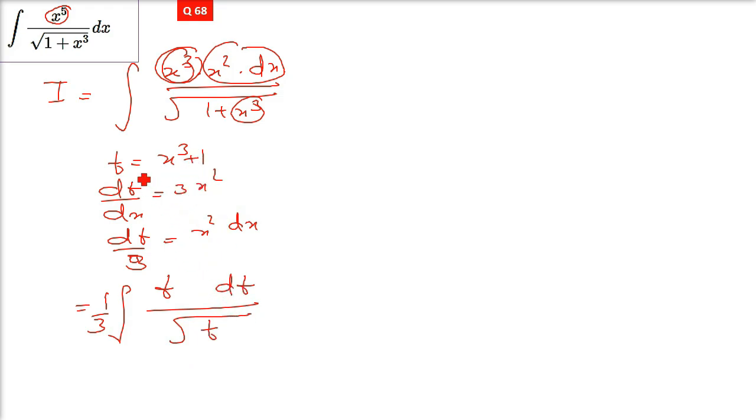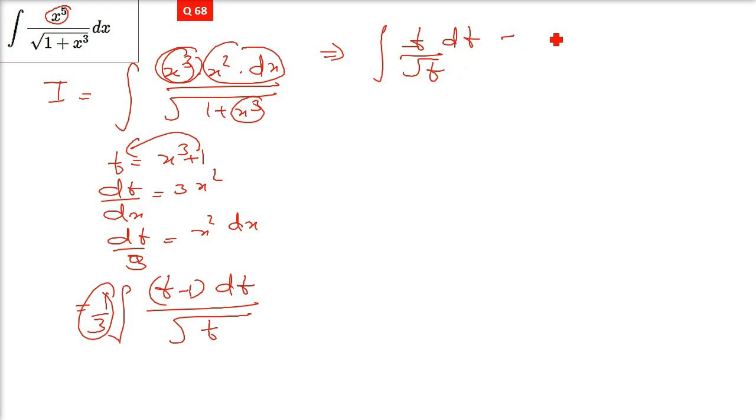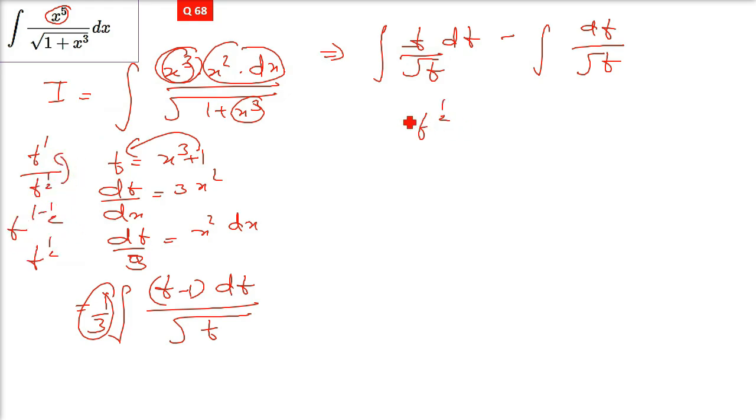Only the denominator, rather than having 1 plus x cube, we can have under root t. Accordingly, we'll change the numerator, because it will be t minus 1, because the numerator will be x cube. That's what we wanted to put. So this will be 1 by 3 in front. Let us separate them out. 1 by 3 we will deal with later. So t by under root t dt minus the integration of dt by under root t. So t raised to power 1 and t raised to power half, 1 minus half is half only. So this will be t raised to half minus t raised to minus half. We'll integrate it in terms of dt now. So t to the power half plus 1, that is 3 by 2. 3 by 2 will be in the denominator, it goes up and it will form 2 by 3.